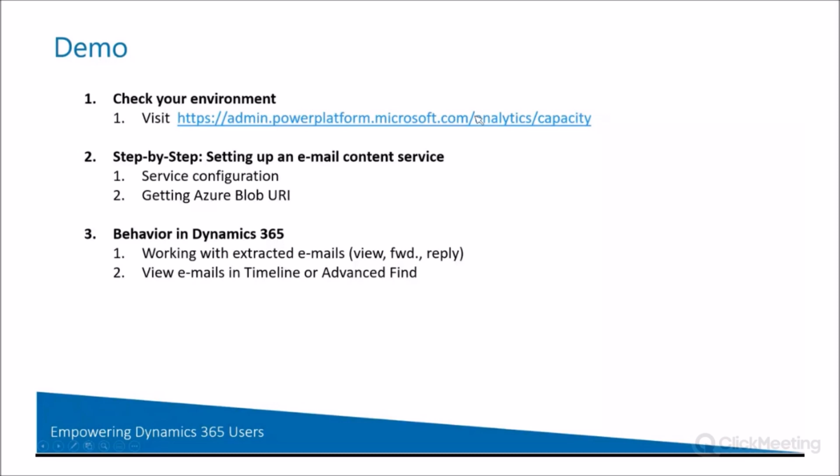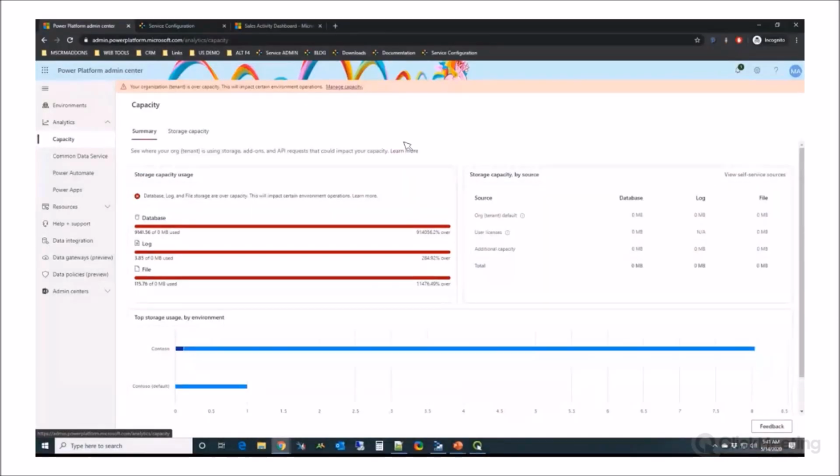Okay. So let me go ahead and flip over here to my demo system. And again, this is just adminpowerplatform.microsoft.com/analytics/capacity. Brings you right to here. Basically what you're looking at here, again, this is our demo system, so this isn't going to look the same for you, but the main thing is here, in this little table right here, you have your database capacity, how much storage you actually have, your three containers there. So your database, your log, and your files.